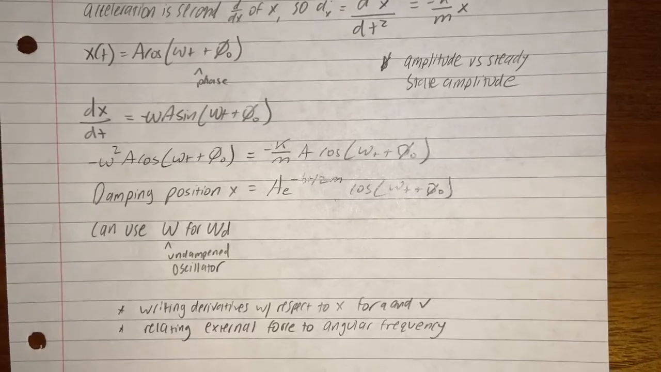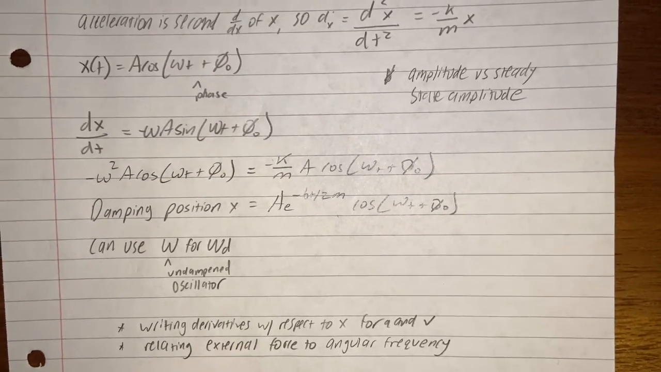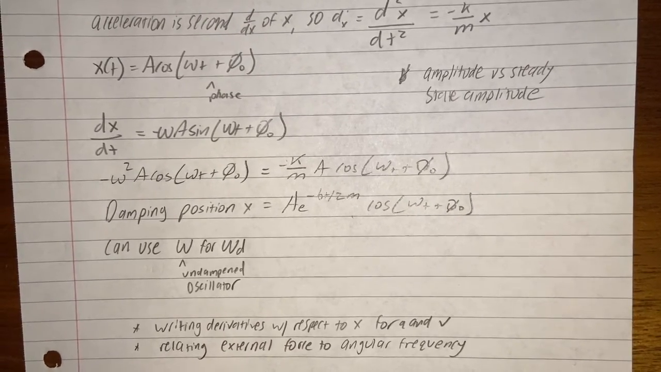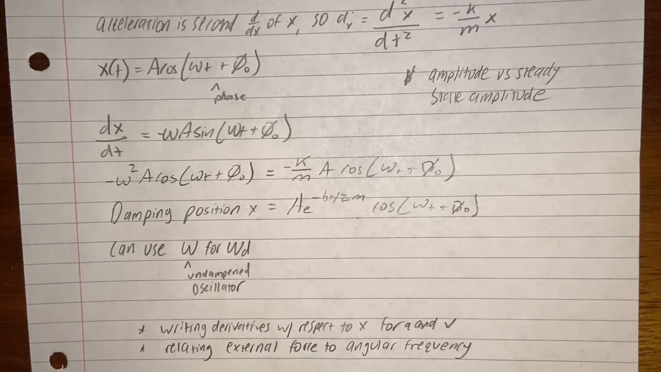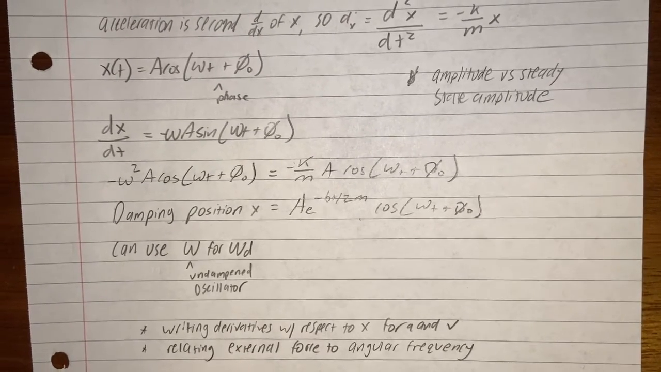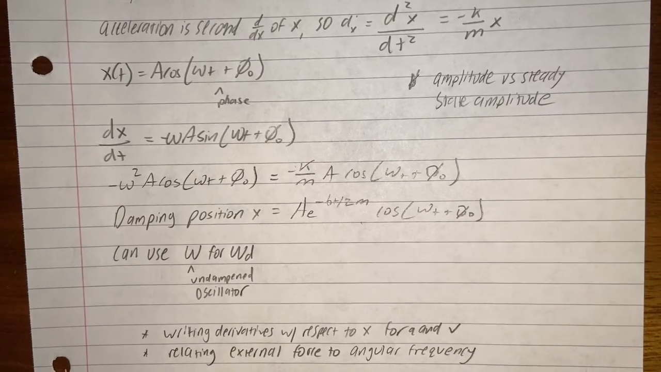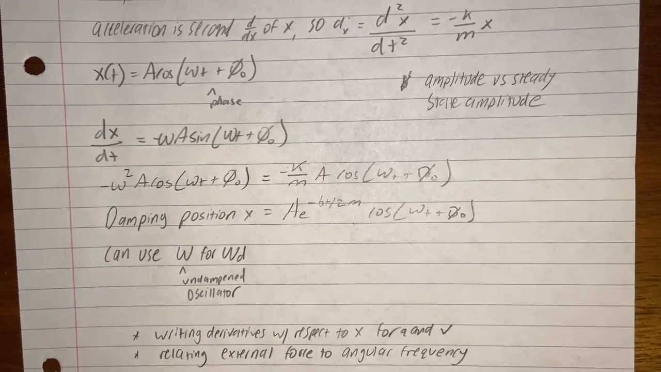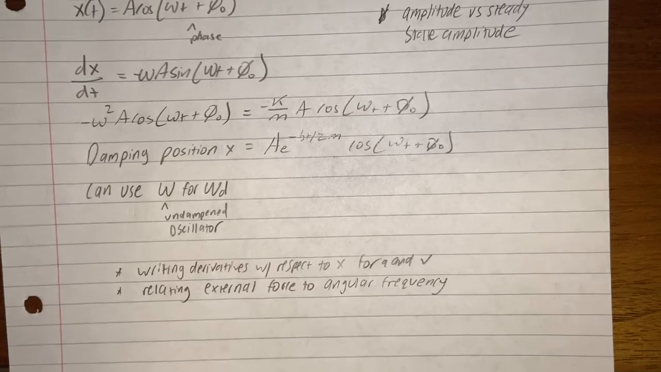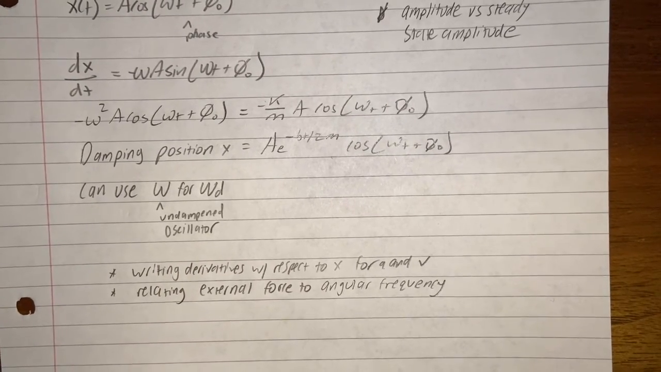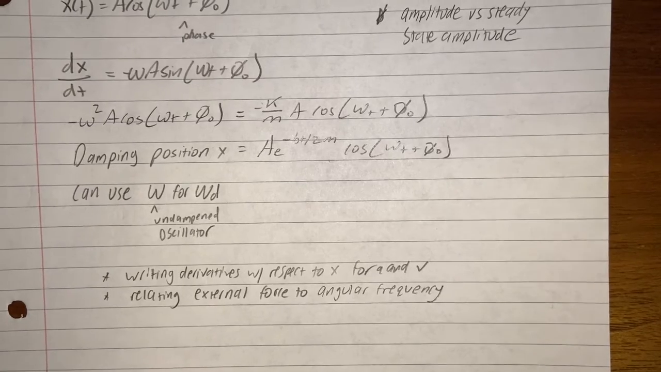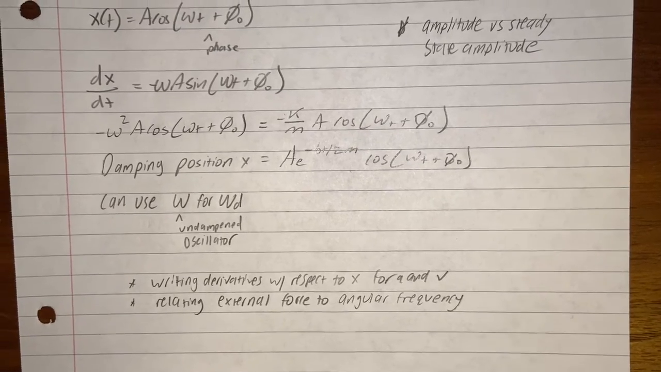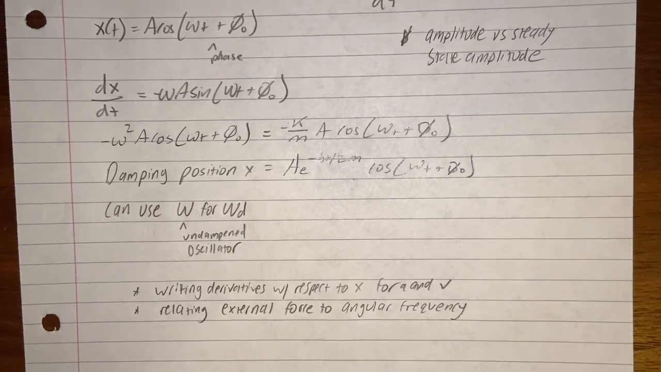And I guess what makes this problem somewhat easier is that we can relate the angular frequency of the undampened oscillator and substitute that for the driving frequency, which simplifies some things. And then I just wrote some things that kind of tricked me up, like writing derivatives with respect to x for the acceleration and velocity, and also relating the external force to the angular frequency was something that I was just conceptually trying to do and was having a little bit of a problem with.